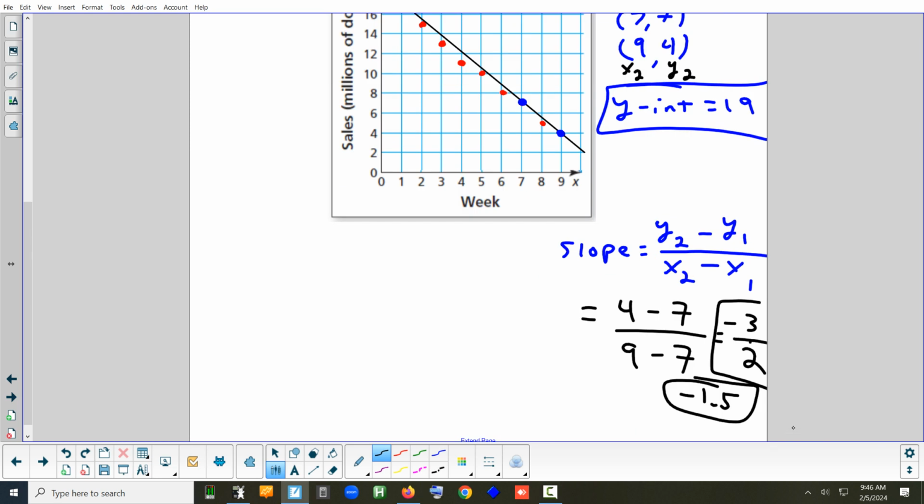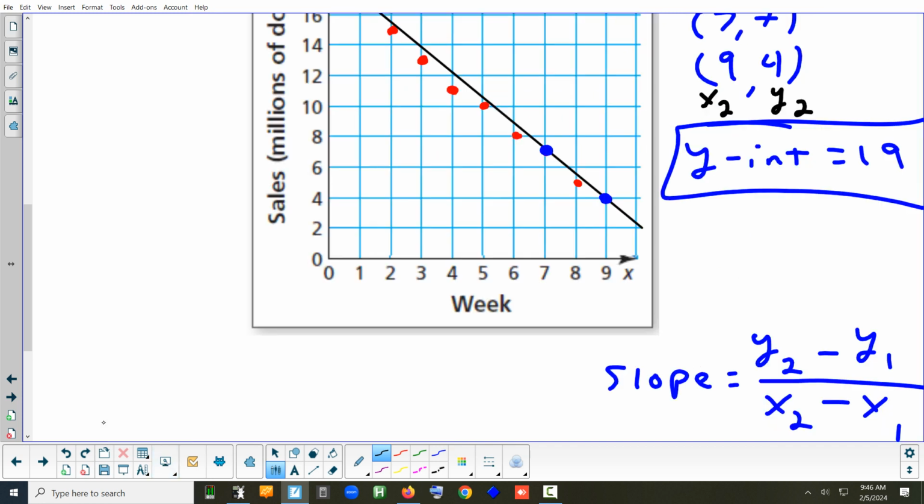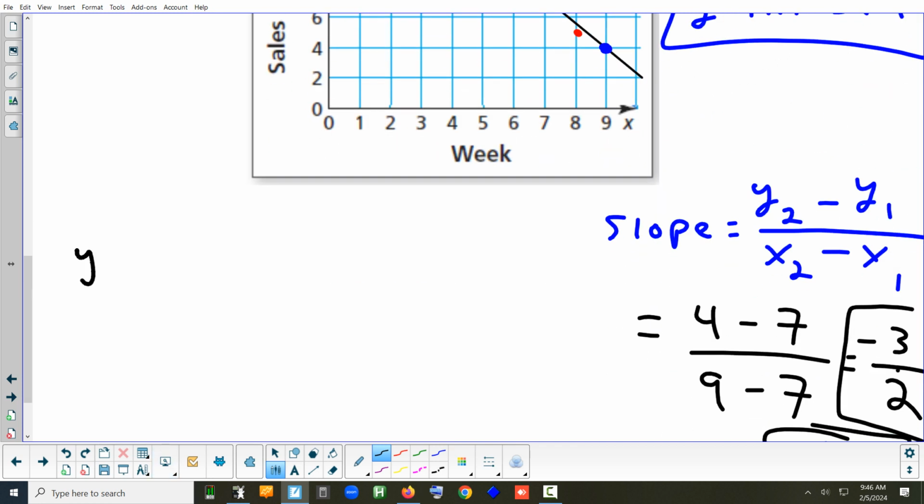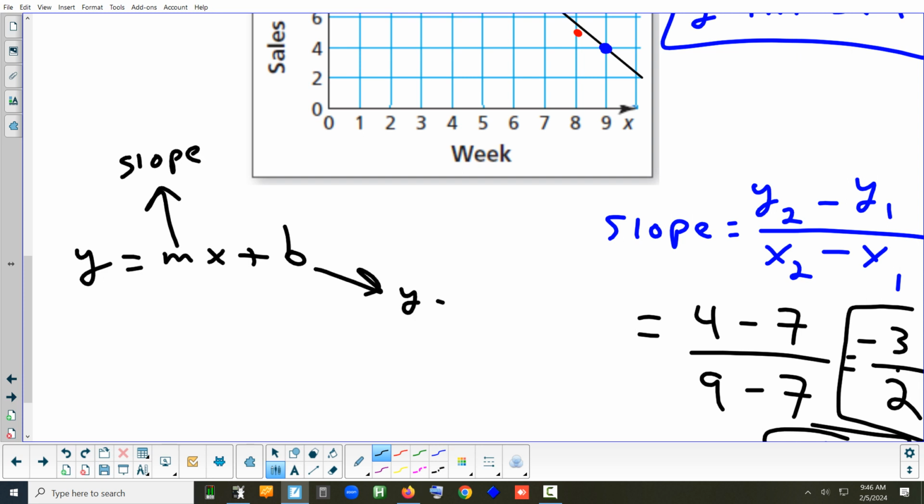All right, so what's the equation that we use when we're writing on the line? We use a couple, but what's the most common one we use? Y equals mx plus b. Yep, y equals mx plus b. And just a reminder again, what's the m? The slope. That's the slope. And what's the b? Y-intercept.